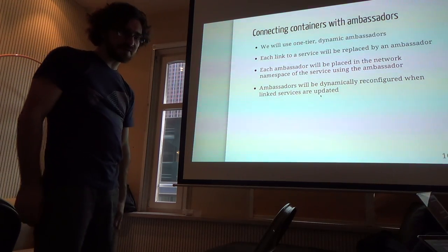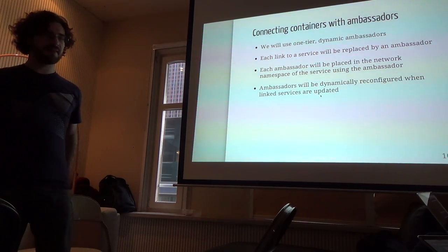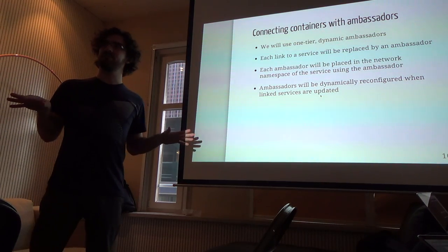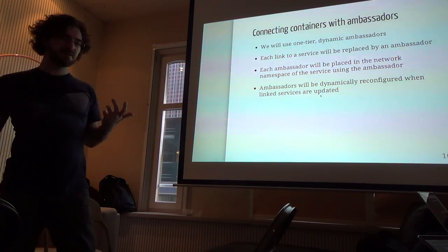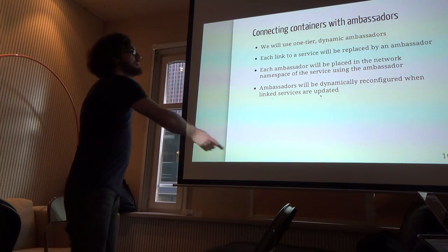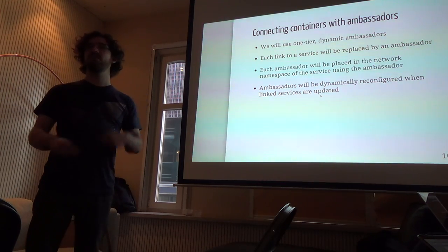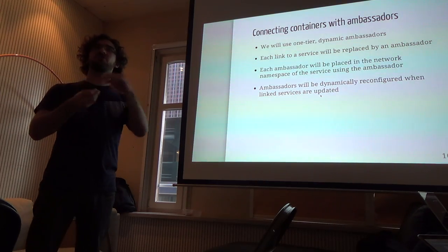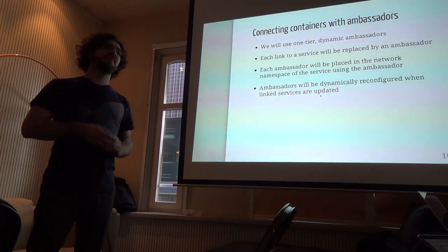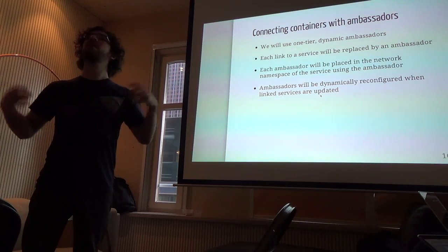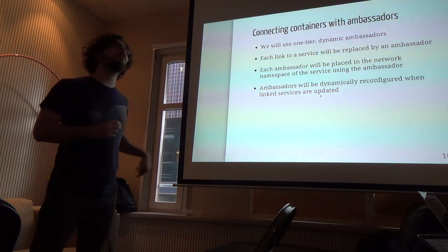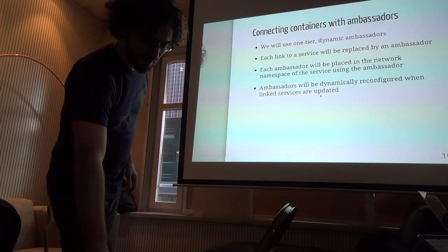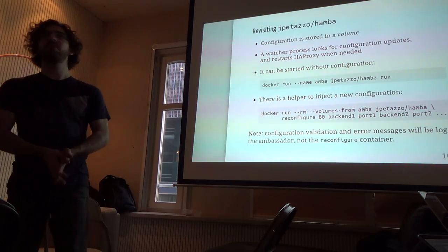So with the ambassadors, the technique that we're going to use is that we will remove the links. We will put the ambassadors instead. And basically, we will start all the containers, so they will be all disconnected. So they will just start. But if they try to connect to each other, they will have that connection refused. Then we do a second round where we start the ambassadors, and then a third round where we inject the configuration in the ambassadors. That's simpler than it sounds.